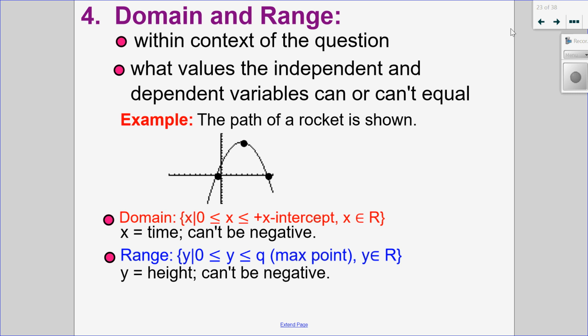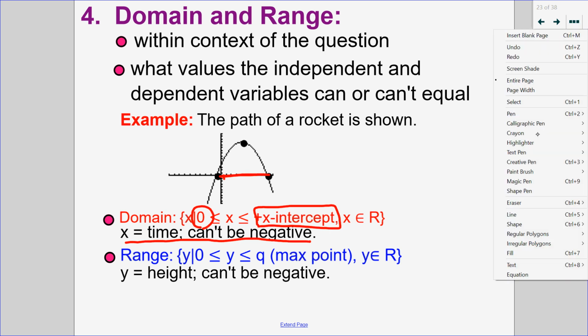Another thing that the questions can ask you for is the domain and the range. So domain and range is not the domain and range of a parabola. It is within the context of the question. So what values are the independent and dependent variable? For example, if we look at this path of a rocket, time can't be negative. So my domain would be, my smallest value of x would be 0, up to when it landed, which would be my positive x-intercept. So in between 0 and when it landed, this would be my domain.